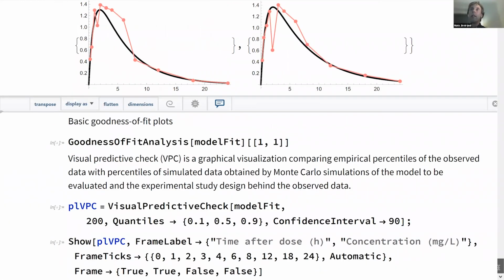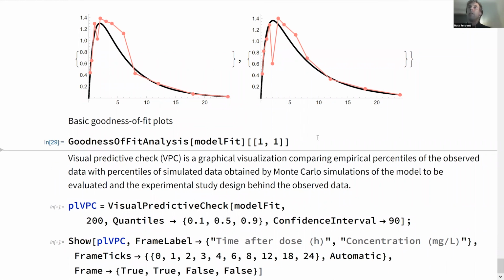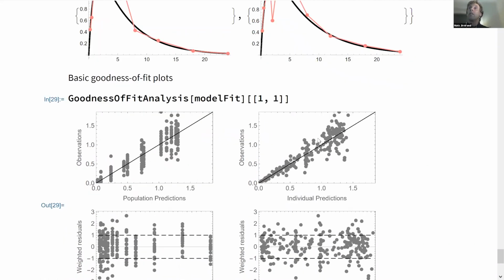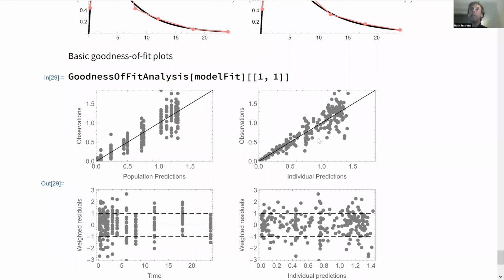Furthermore, there are goodness of fit analysis plots, so that you can get an overview of how good your predictions are versus observations. Here are the least spread ones. These are individual predictions versus observations. And if we only use the population prediction model, then of course you get a larger spread for the observations, but they are still quite close to the y=x line here.